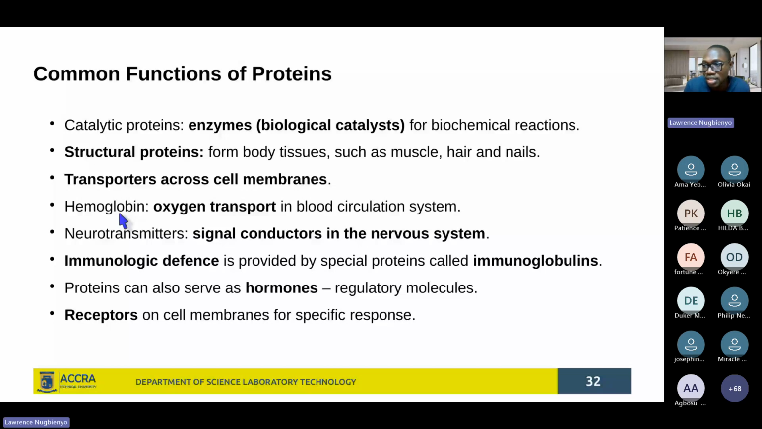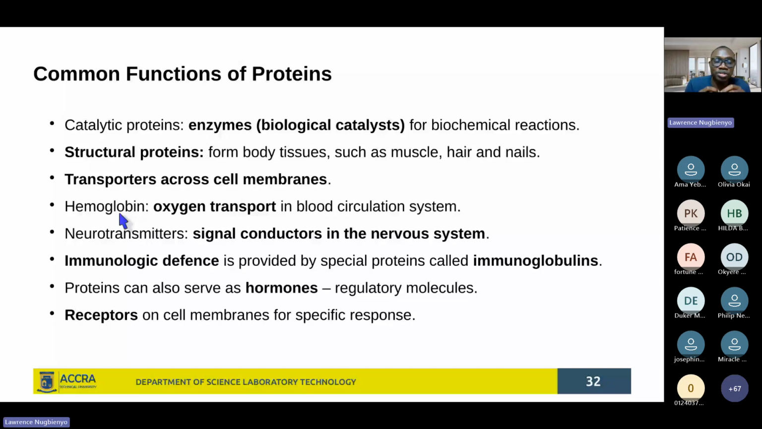And carbon dioxide as a byproduct is partly carried by hemoglobin to the lungs to be exhaled out of the body. Then we have proteins that can also be acting as neurotransmitters, so this is for signal transduction in the nervous system. You have some of these proteins that will also be acting in that manner.